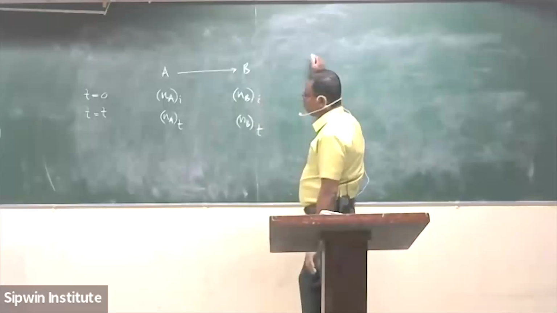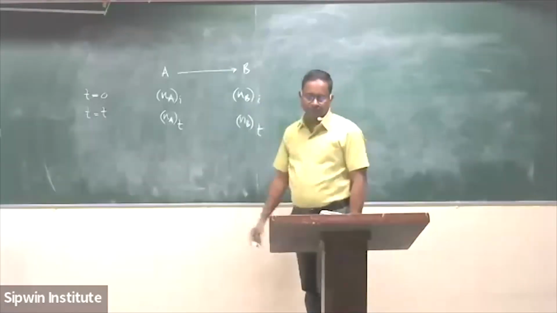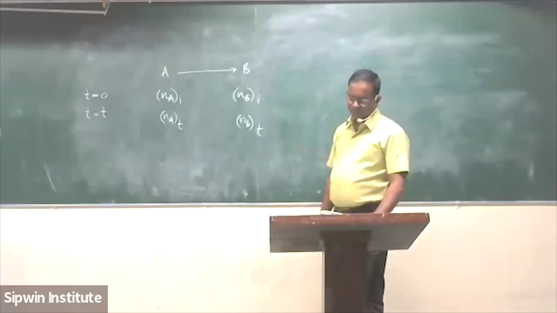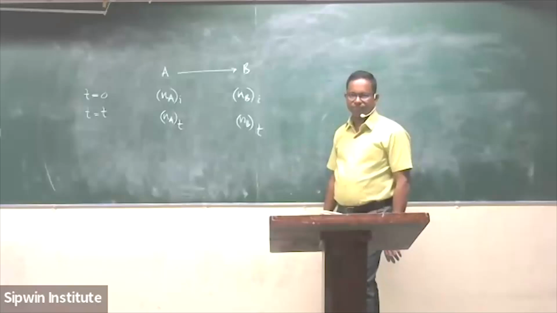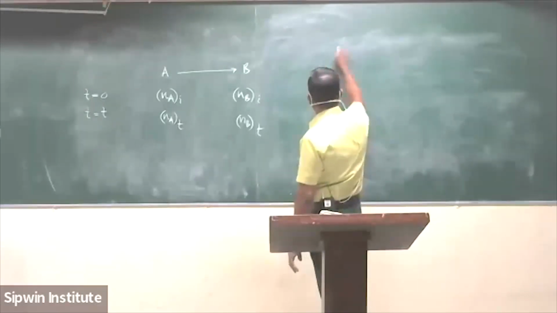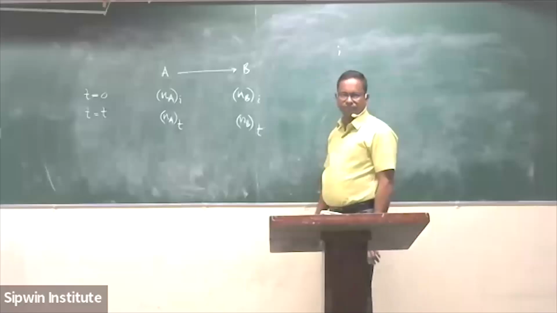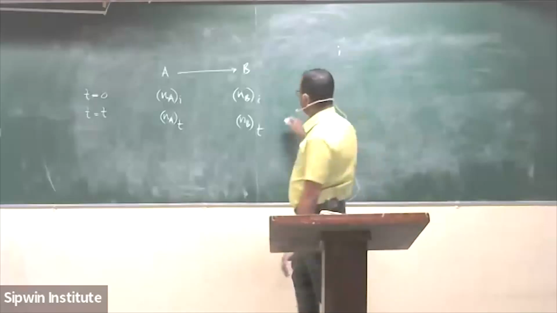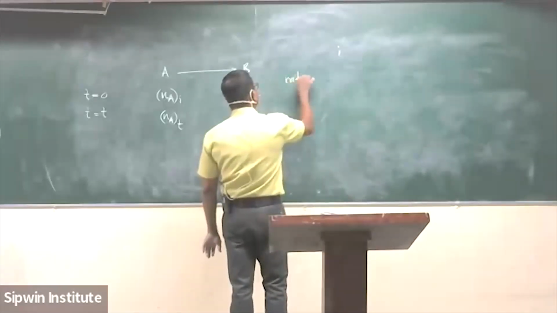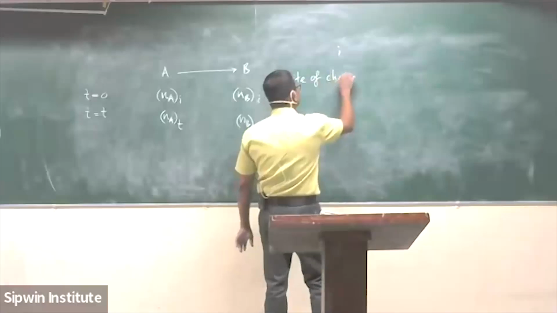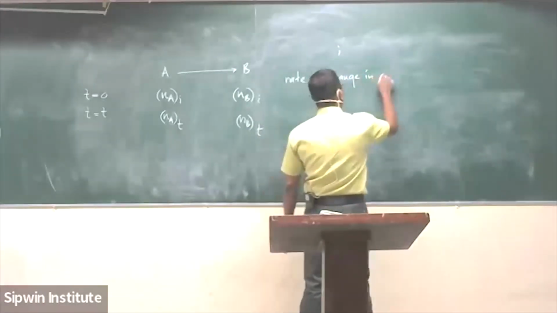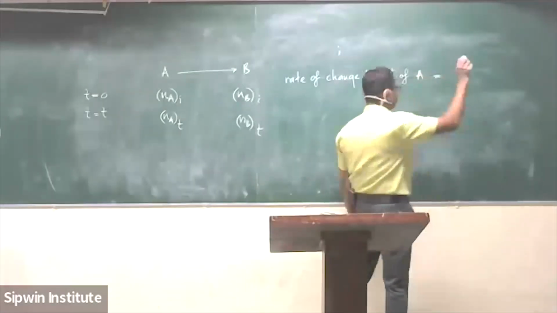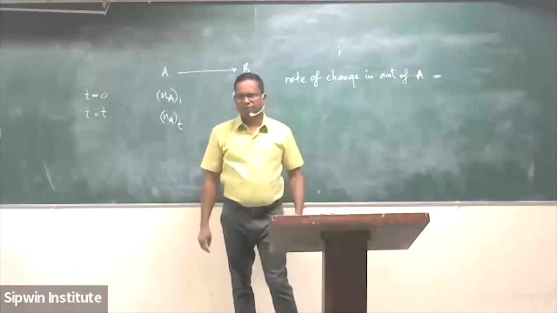Write. By considering the reactant A, semicolon. Next line has a statement: rate of change in amount of A. Amount of A.